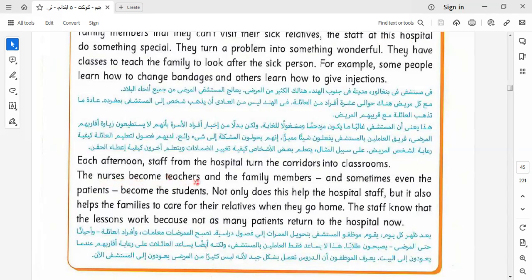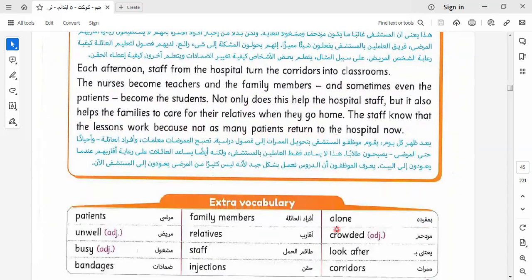The nurses become teachers and family members, and sometimes even the patients become the students. Not only does this help the hospital staff, but it also helps the families to care for their relatives. When they go home, the staff know the lessons work because not as many patients return to hospital now.